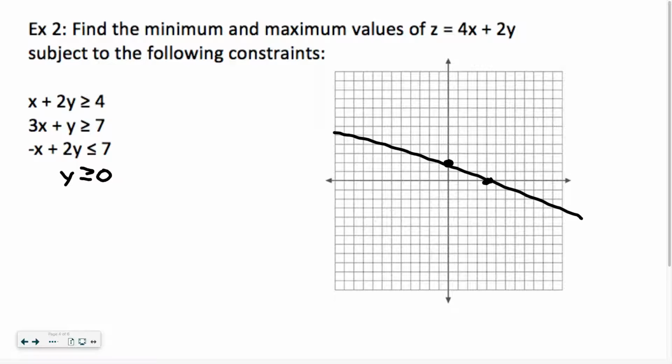If you test 0, 0, is 0 greater than 4? No. So don't shade where 0, 0 is, you shade above.